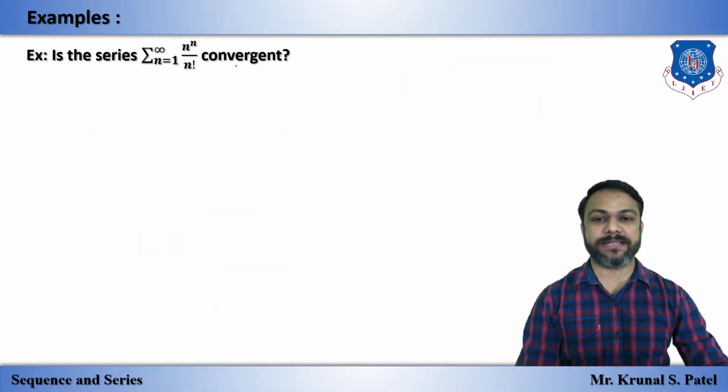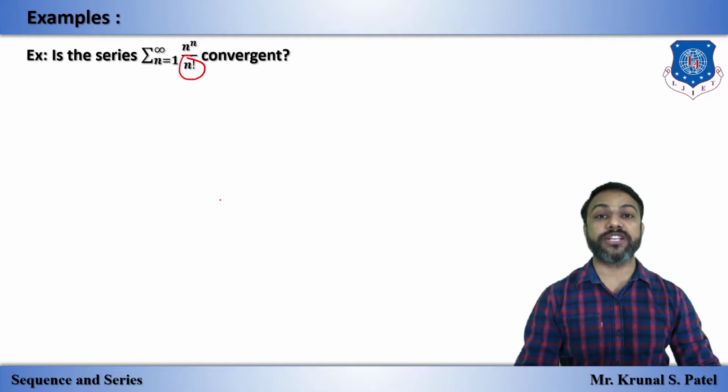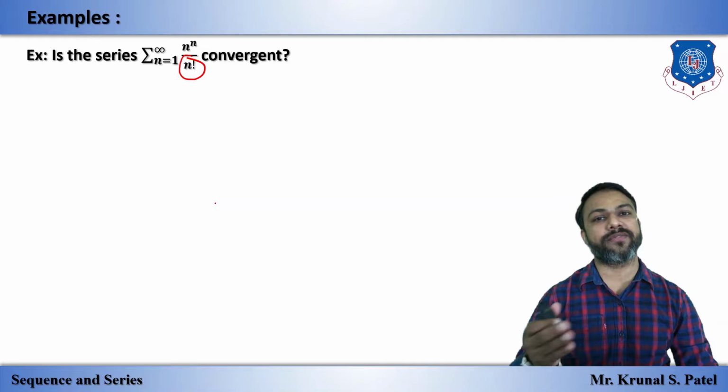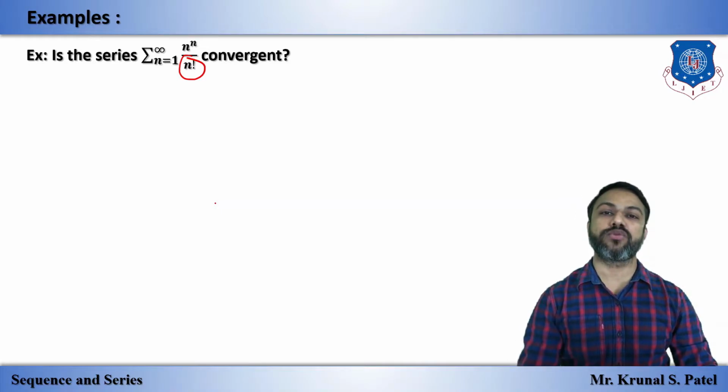Is the series convergent? Here you can find factorial, so you can apply the ratio test. If it follows these three conditions: L lies between 0 and 1, then convergent; L greater than 1, divergent; and L equal to 1, the test fails. In that case, we will apply another test.